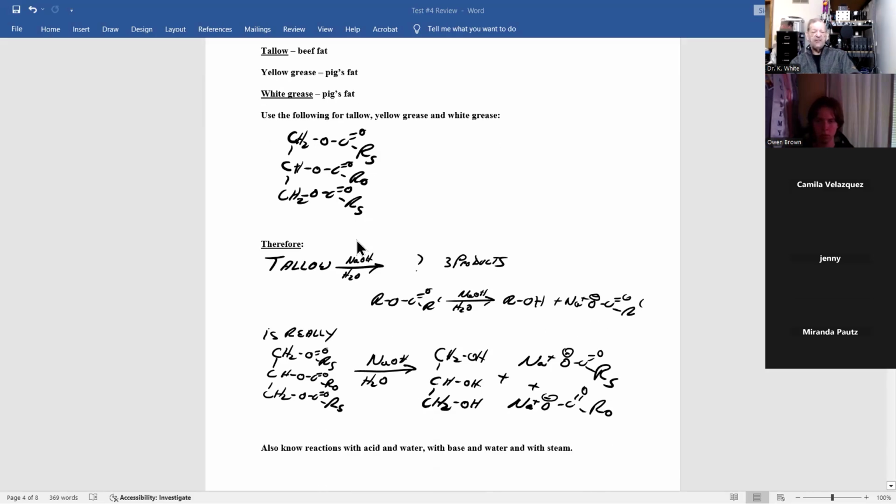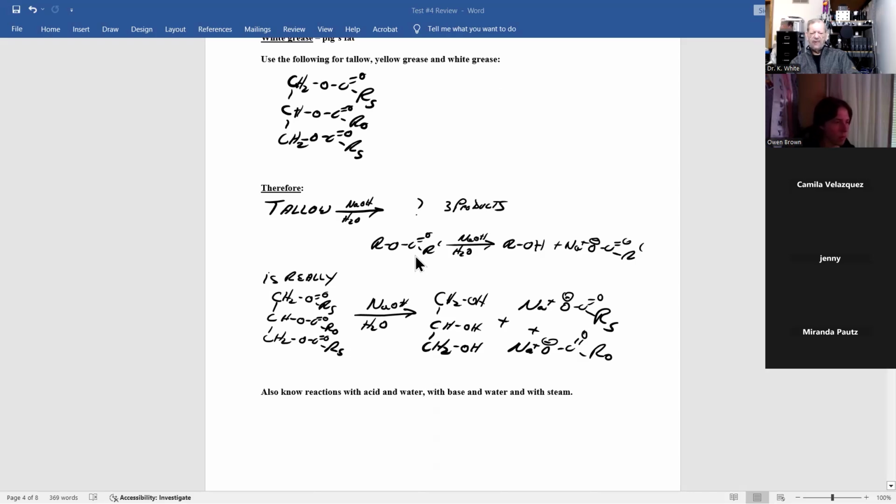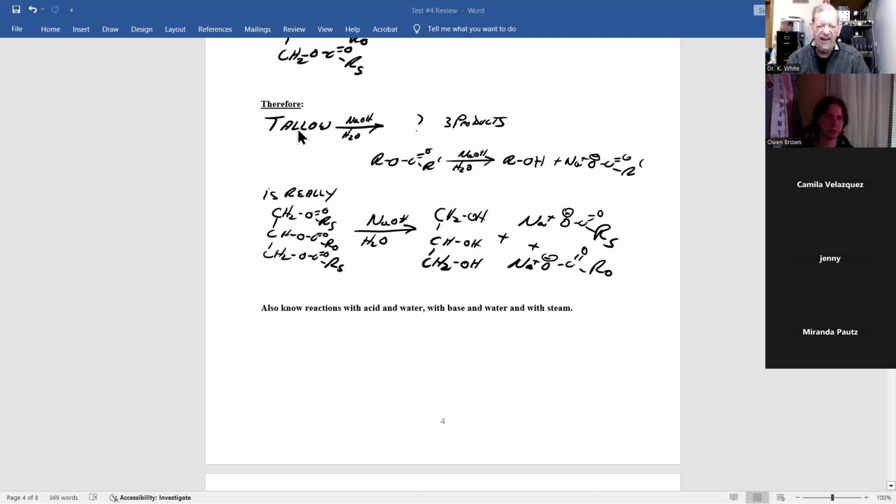So you should be able to do, well, if I take tallow and sodium hydroxide and water, you get three products. What three products? Well, this is base hydrolysis of an ester. You get both the alcohol plus the carboxylate anion, the carboxylic acid used to make that ester. Well, tallow is really, and so is white grease and yellow grease, and we used to interchange them and get approximately the same amount of the different fatty acids, mainly stearic and oleic.